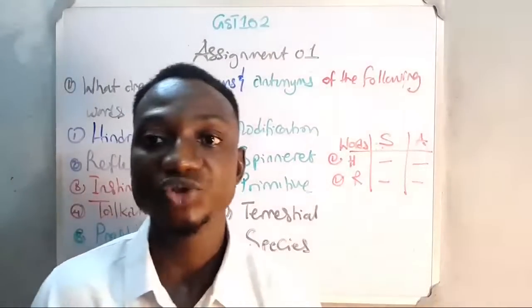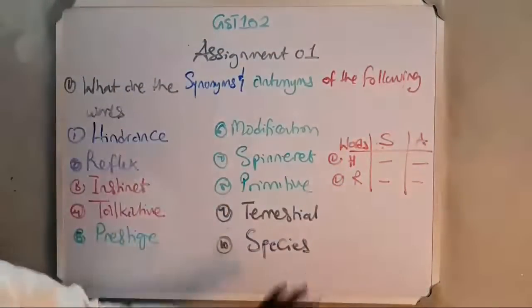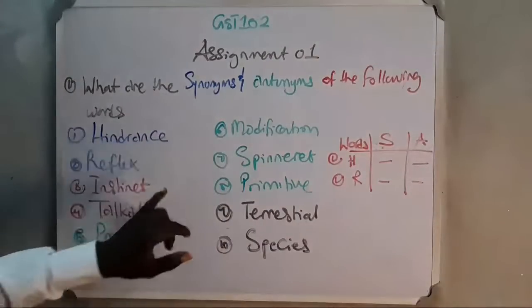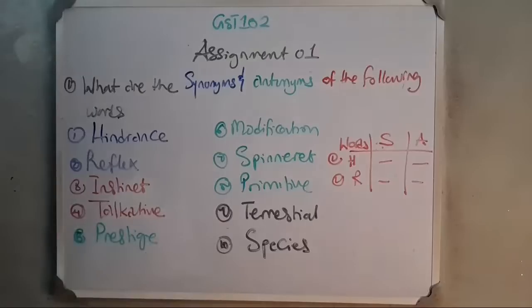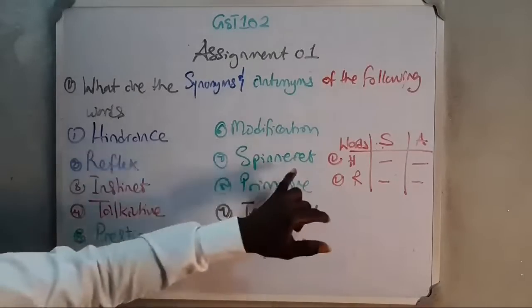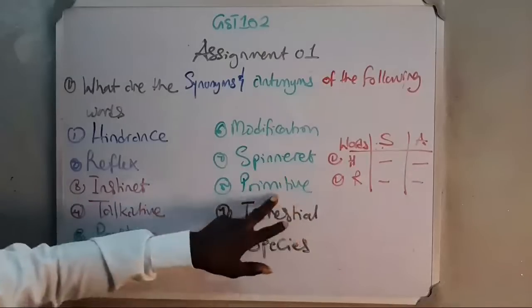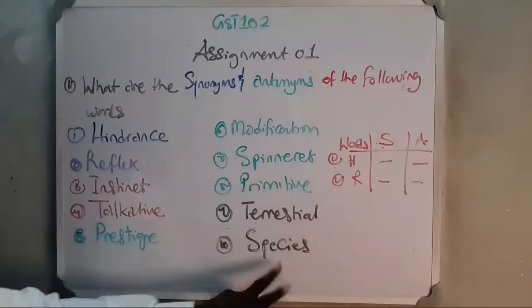Thank you very much, everyone. On this note, we'll call it a wrap. We have hindrance, reflex, instinct, talkative, prestige, modification, spinneret, primitive, terrestrial, species.